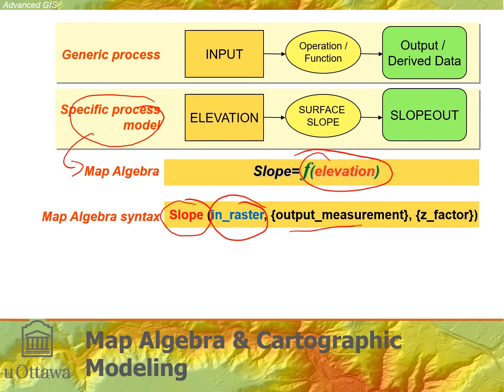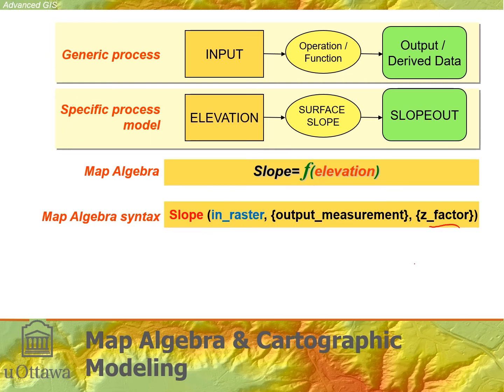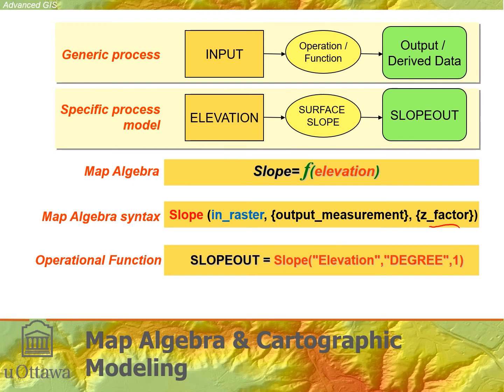And optionally, these two optional parameters. Once this is assigned, the syntax is dependent on the software you're using. We use ArcGIS Pro, and there's a function called slope in the geoprocessing toolbox called Spatial Analyst. And then we can have an operational function, which is something we would actually type into the Python window, given that we have a layer called elevation. And we want the output measurement to be degrees and Z factor to be the default of 1.